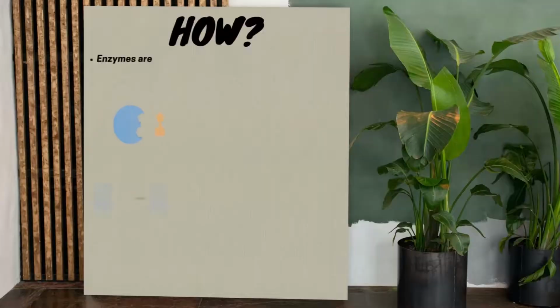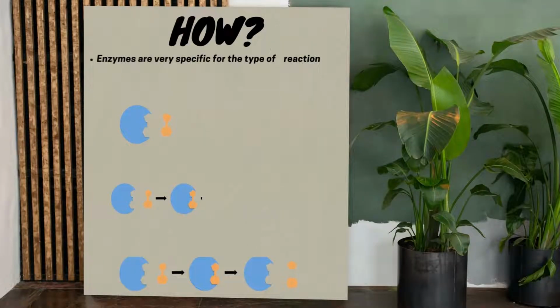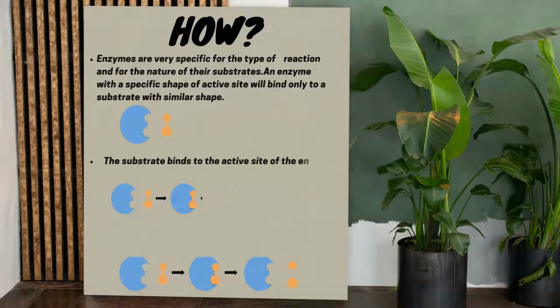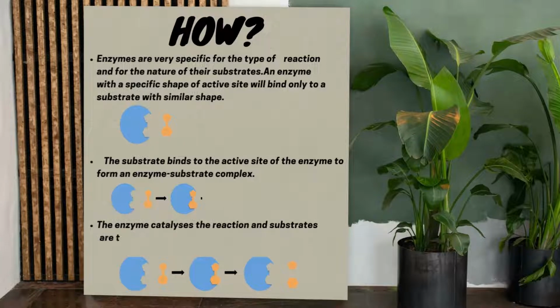If we talk about the mechanism of an enzyme-controlled reaction, then always remember that there are three important stages. In the first stage, an enzyme with an active site that matches the substrate comes closer. 2. The enzyme binds with the substrate to form an enzyme-substrate, or commonly known as an ES complex. And in the last stage, the enzyme catalyzes the reaction and the substrate is transformed into products.